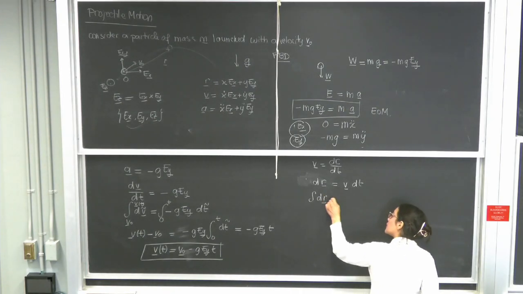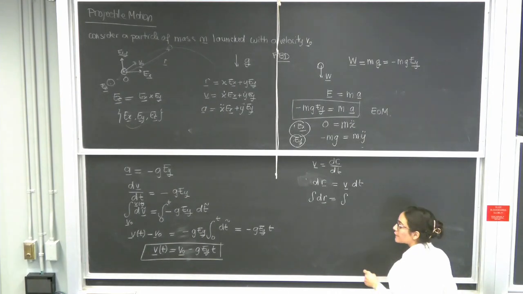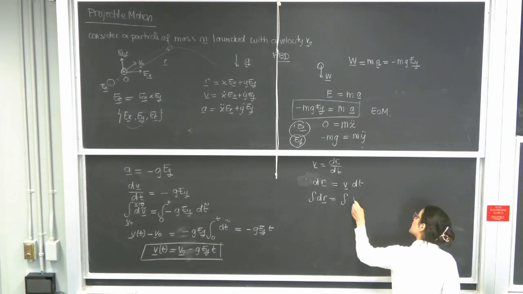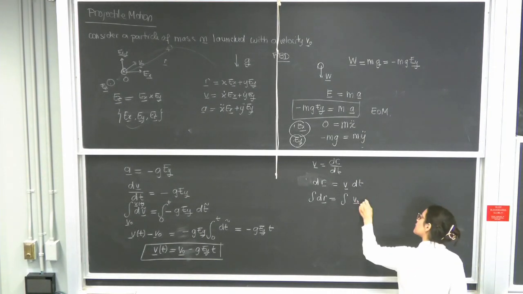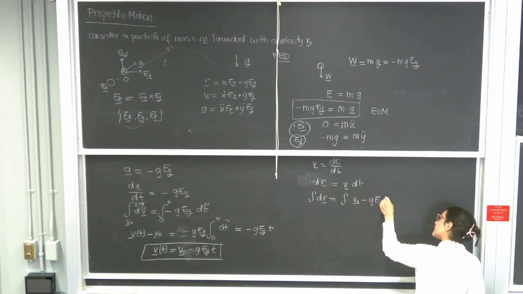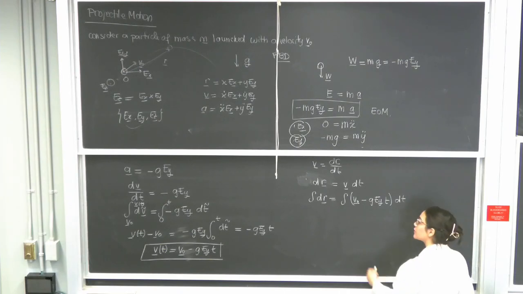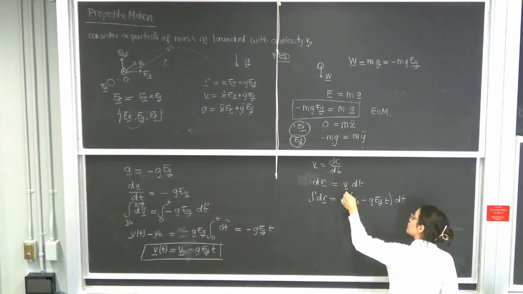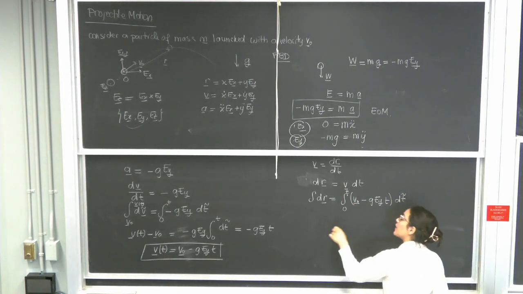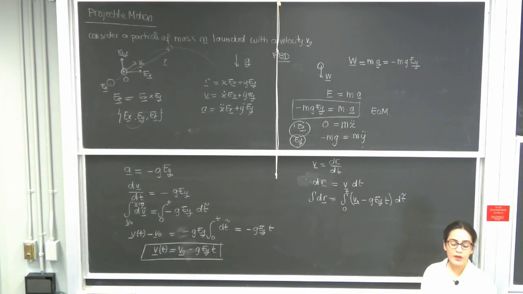dr is the integral of v, which is v0 minus g e_y times t, dt, and let me put the initial boundary conditions, going from 0 to any time t, and r going from r0. What is my initial position vector r0? What is the initial position vector of the particle?